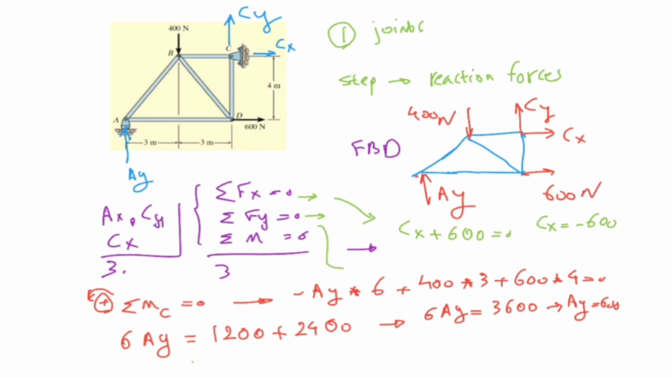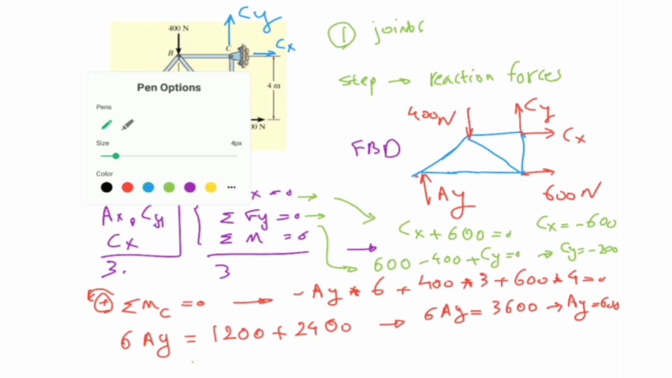And if you write down sigma Fy here, that would be 600, which is Ay, minus 400, plus Cy equal to 0, and this gives you Cy equal to minus 200, meaning that those forces should be in reverse directions.